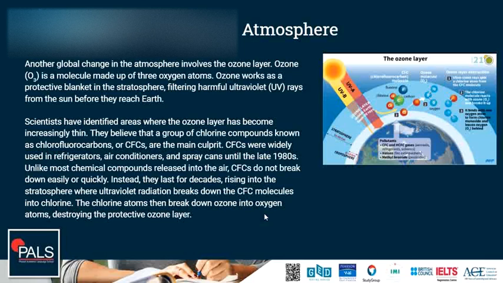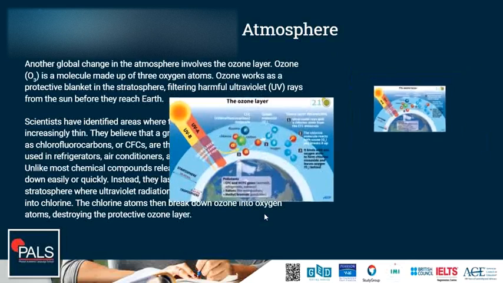CFCs were widely used in refrigerators, air conditioners, and spray cans until the late 1980s. Like most chemical compounds released into the air, the CFCs do not break down easily or quickly. They last for decades, rising into the stratosphere where ultraviolet radiation breaks down the chlorofluorocarbons and releases chlorine from them. The chlorine atoms then break down ozone into oxygen atoms, destroying the protective ozone layer.